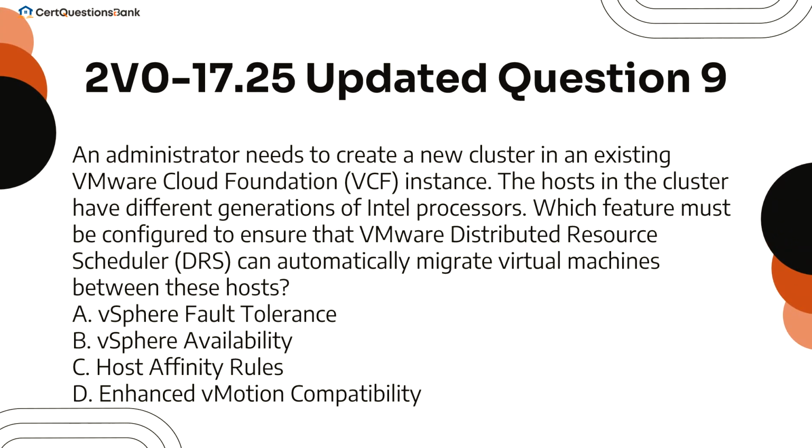An administrator needs to create a new cluster in an existing VMware Cloud Foundation (VCF) instance. The hosts in the cluster have different generations of Intel processors. Which feature must be configured to ensure that VMware Distributed Resource Scheduler (DRS) can automatically migrate virtual machines between these hosts? A. vSphere Fault Tolerance. B. vSphere Availability. C. Host affinity rules. D. Enhanced vMotion Compatibility.